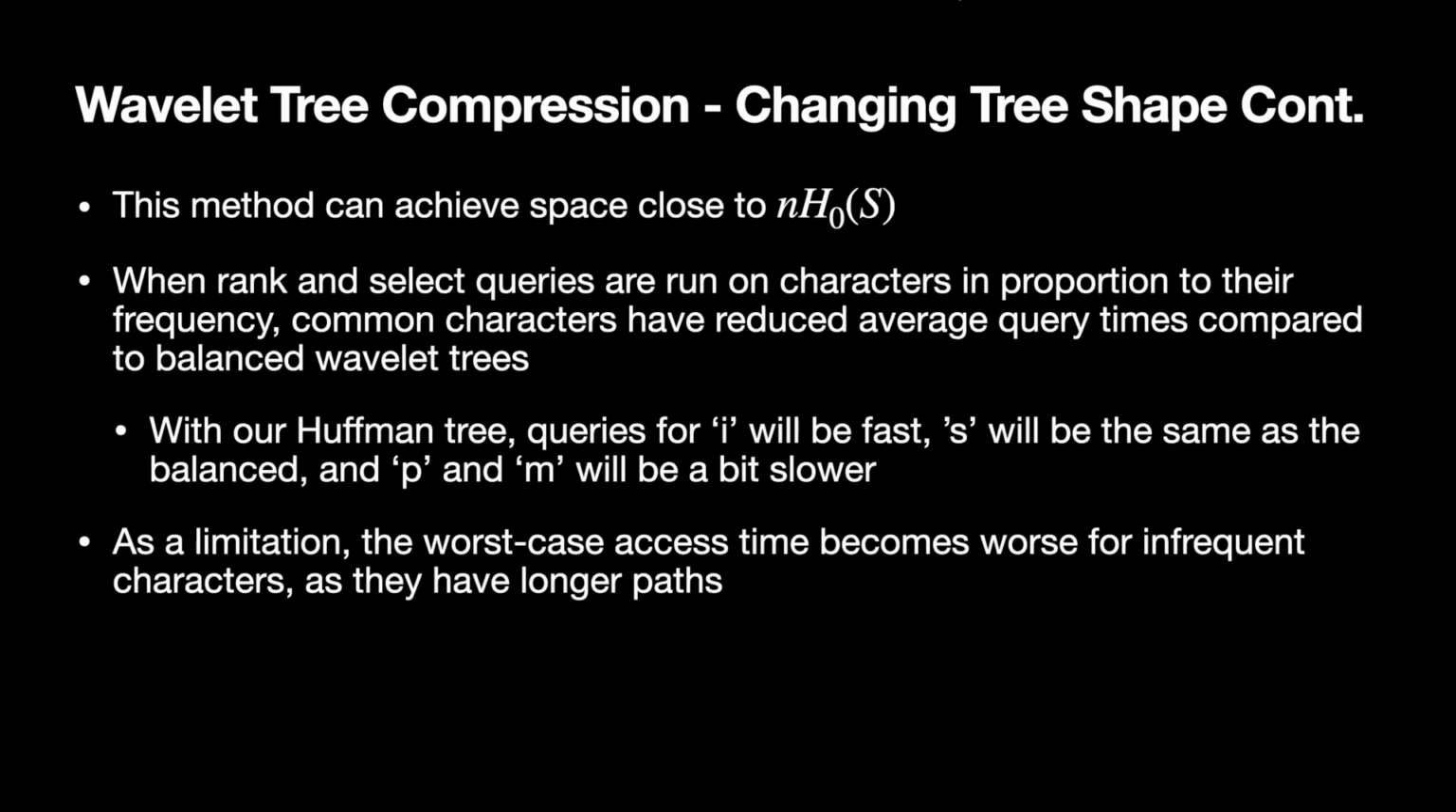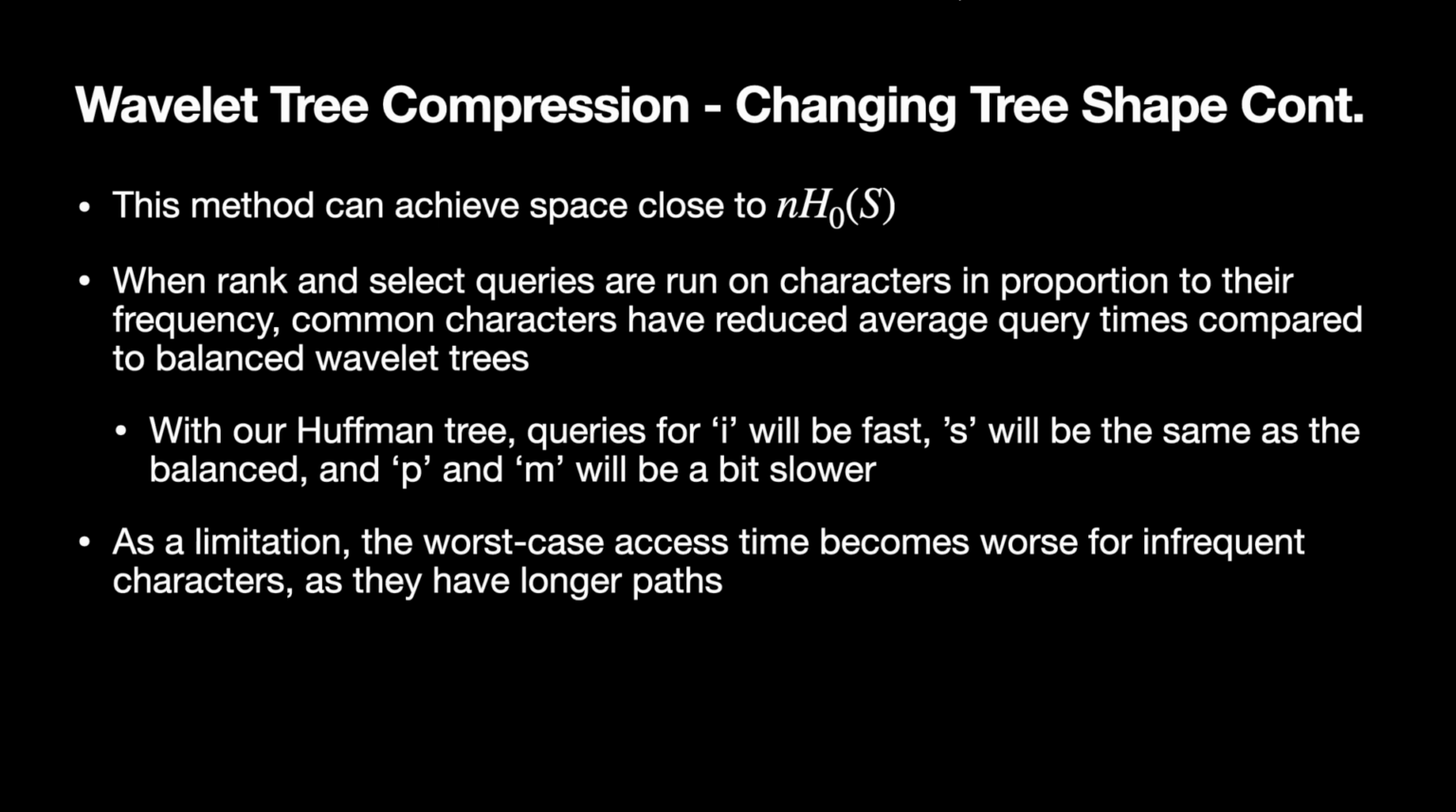So in general, this method can achieve space close to that same thing we just discussed with the other compression method, nH sub 0 of S. I might be mispronouncing that. I apologize. And when rank and select queries are run on characters in proportion to their frequency, common characters have reduced average query times compared to balanced wavelet trees.